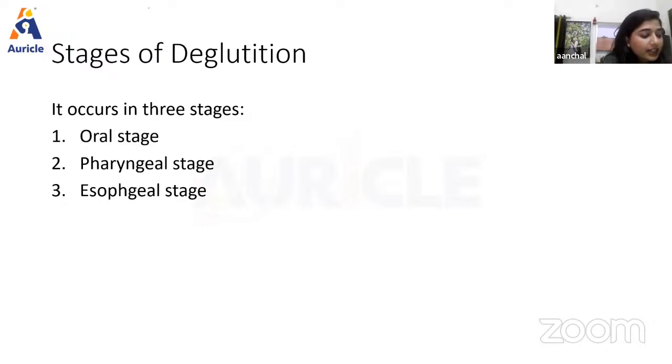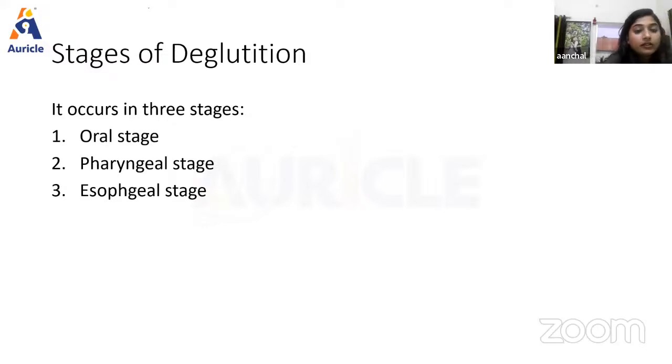The second thing: movement of the bolus upward into the nasopharynx from the pharynx is prevented by elevation of the soft palate along with its extension known as the uvula. Then forward into the larynx is prevented by a very important structure known as the epiglottis. So there will be backward movement of the epiglottis to seal the opening of the larynx.